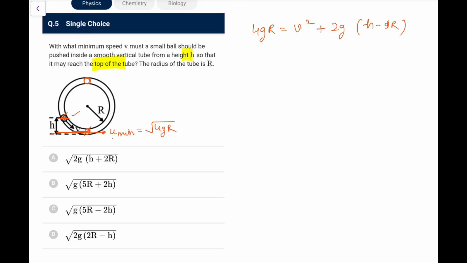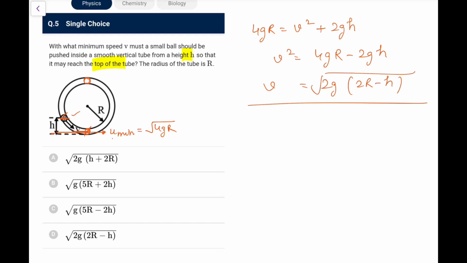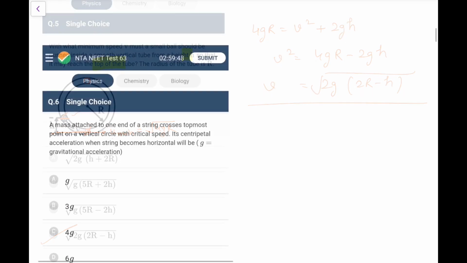So now, what we can have, the radius of that tube is given as negligible, so that is root 2gh. So from here v square comes out as 4gr minus 2gh. So what we have, 2g common, 2r minus h under root, that is the v that should be given. So what I am getting is option D.